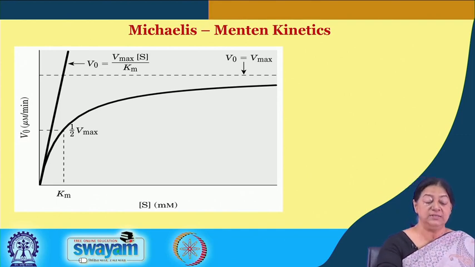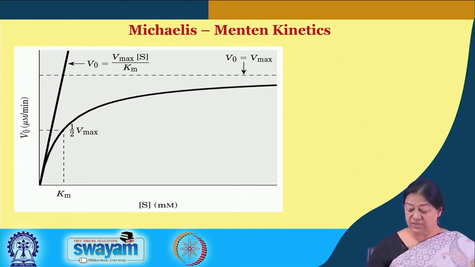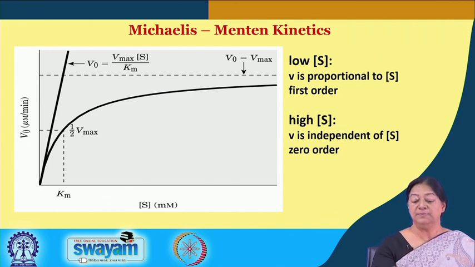But what do we see in terms of kinetics in the initial part? We see that at low substrate concentrations, we have V proportional to S, following first order kinetics. But as we have a higher substrate concentration, V is independent of S. There is no change in the velocity. We can reach a Vmax and it is 0 order.